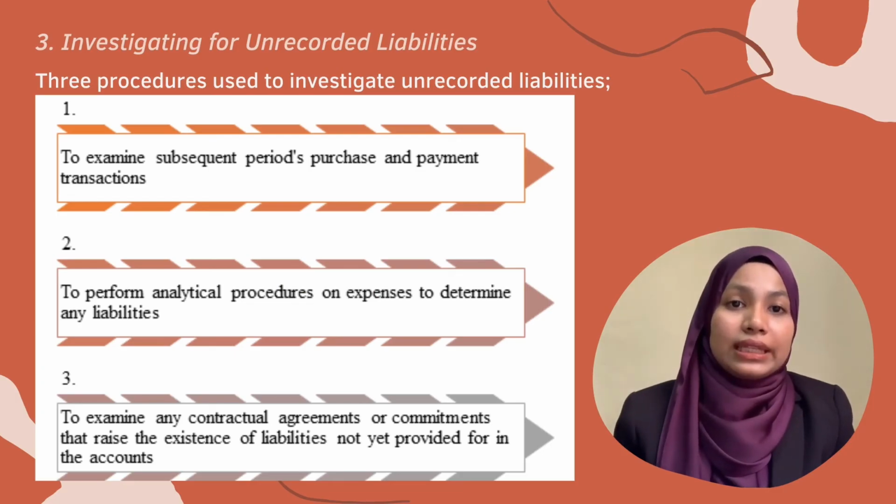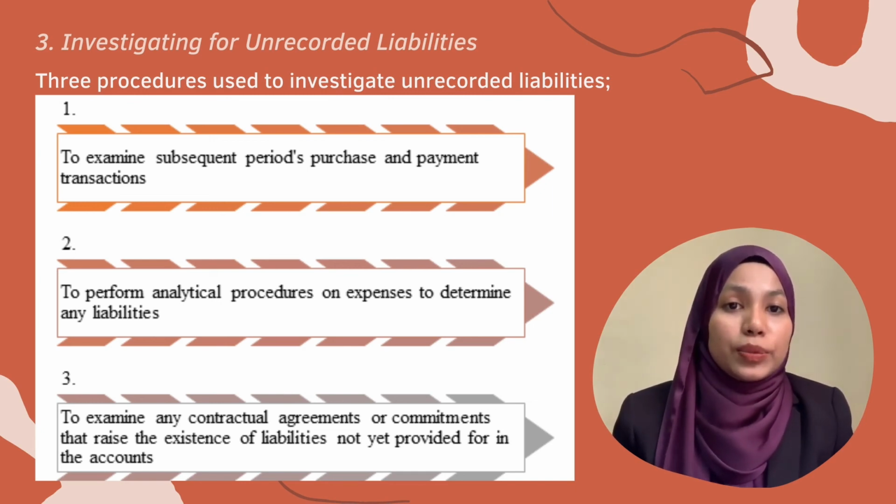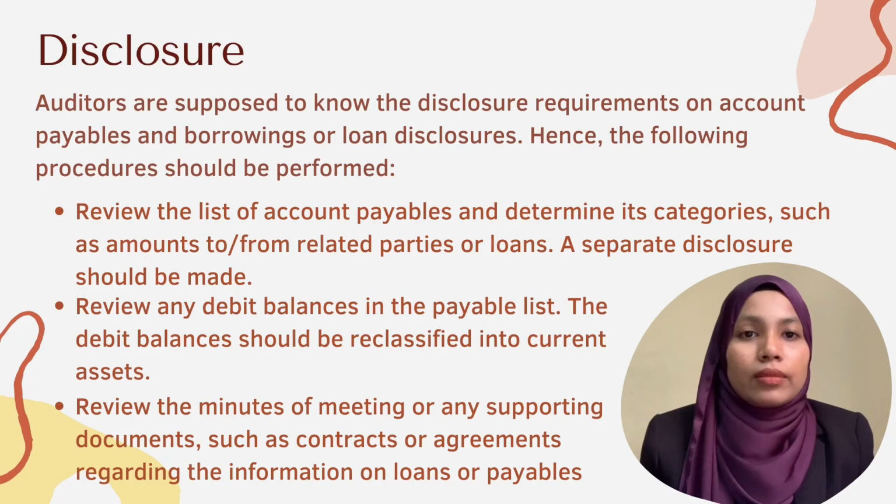The last test of details of balance, which is investigating for unrecorded liabilities. There are 3 procedures used to investigate unrecorded liabilities. The first one is to examine the subsequent periods for payment and purchase transaction. The second one is to perform analytical procedures on expense to determine any liabilities. And the third one is to examine any contractual agreements or commitments that raise the existence of liabilities not yet provided for in the accounts.